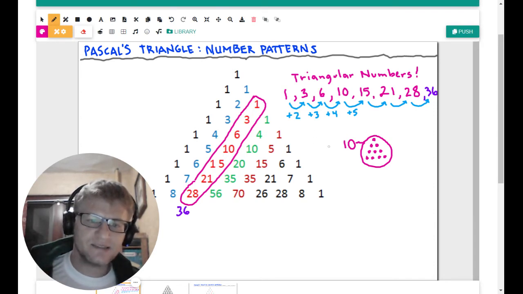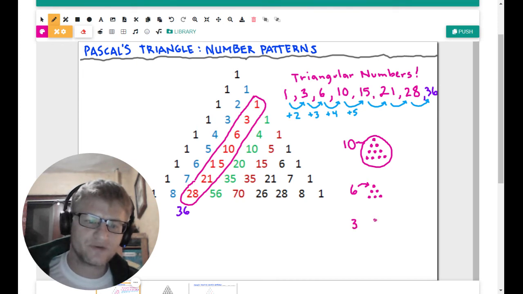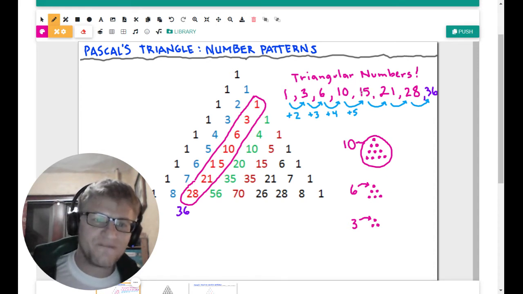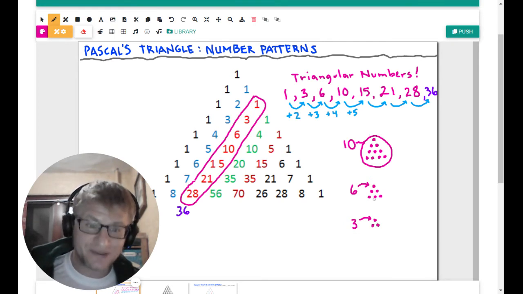Let's try it with 6. So 1, and then 2 dots in the second row, 3 dots in the third row. Oh my gosh, another triangular number. 6 can be drawn as a triangle. Let's try 3. This is a very simple triangular number. Look at this. Another triangular number. Aren't these great? So these are triangular numbers. I want you to draw 15, 21, and 28. Draw them in your notebook and write triangular numbers and write these down.